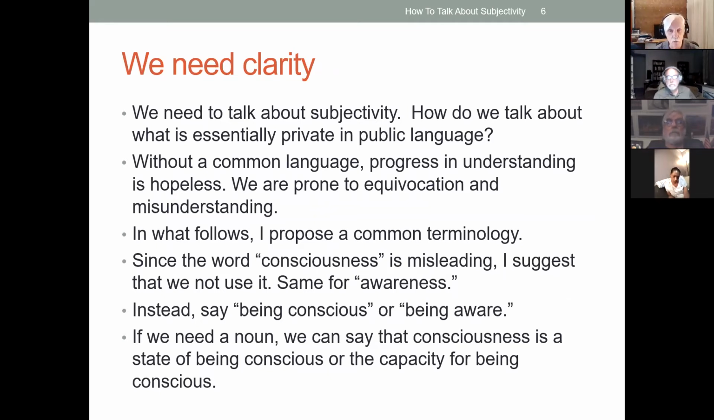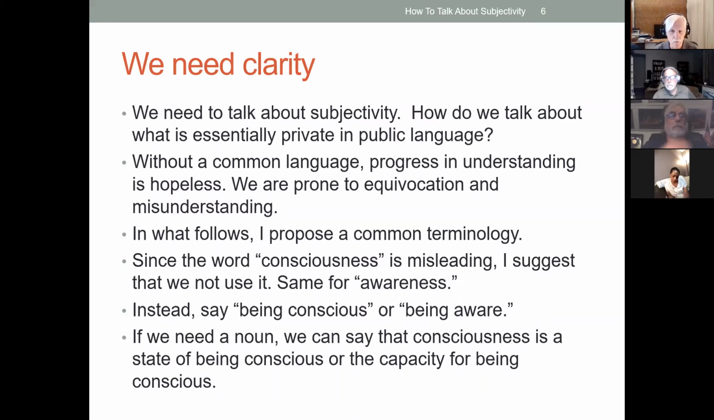Now, we do need to talk about subjectivity, but the issue is, how could we talk about what's essentially private in public language? Without a common language, progress in understanding is hopeless. Somebody says, consciousness is such and such, and one person thinks they mean a sense of subjectivity, and another person thinks they mean this conscious self, somebody else thinks some other term, and it just goes past each other. And people think they know what they're talking about, but they really don't.